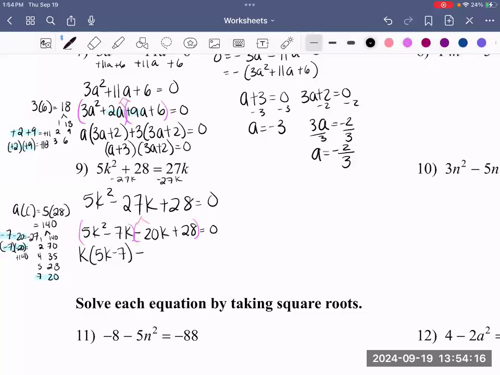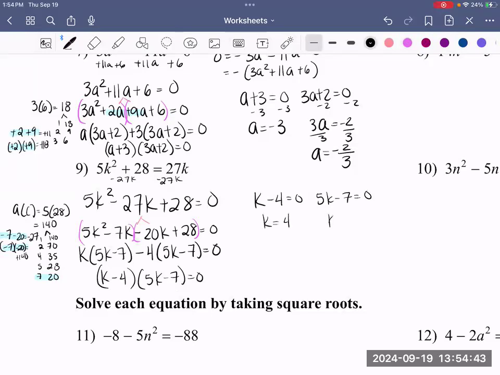Now we have to figure out what we can take out. So we can take out a 4 from both. That'll leave us with 5k, sign change, 7, and our parentheses match. So we're left with k minus 4 and 5k minus 7. So we're going to do k minus 4 is equal to 0, 5k minus 7 is equal to 0. So k is equal to 4, and k is equal to 7 over 5.